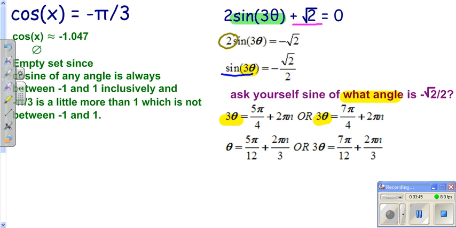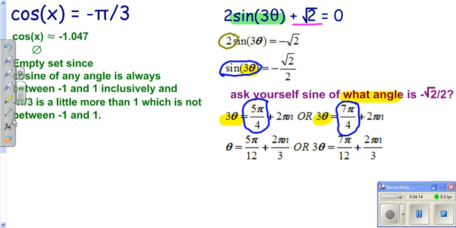Now that we have our trig function on one side by itself, you want to ask yourself, okay, the sine, because that's what we're dealing with, of what angle is a negative root 2 over 2? Well, when is sine equal to negative root 2 over 2? Right here at 5 pi over 4. Where else? At 7 pi over 4.